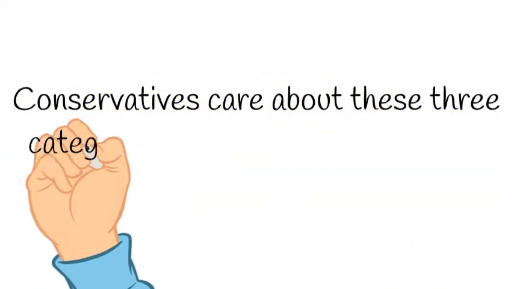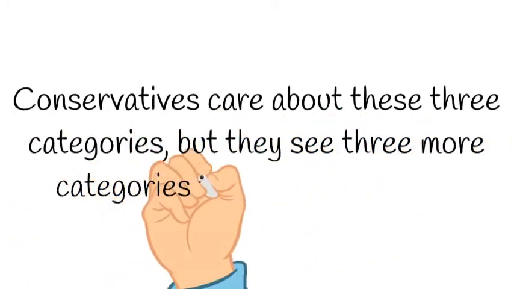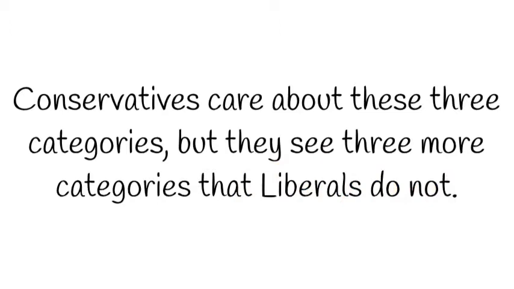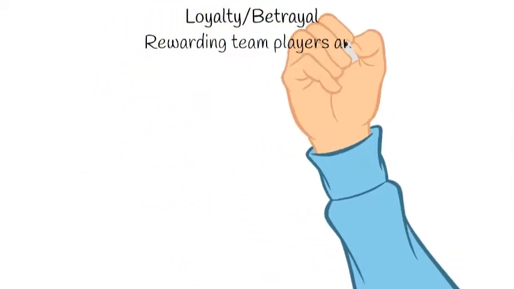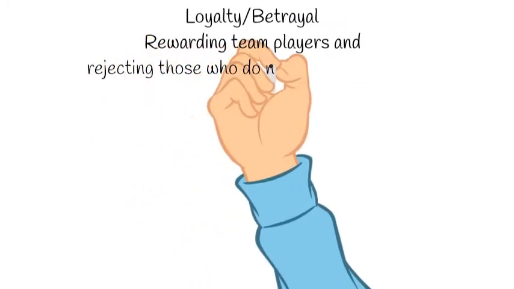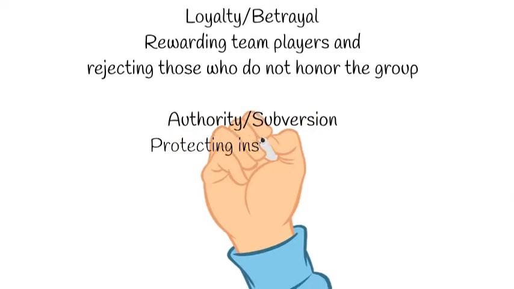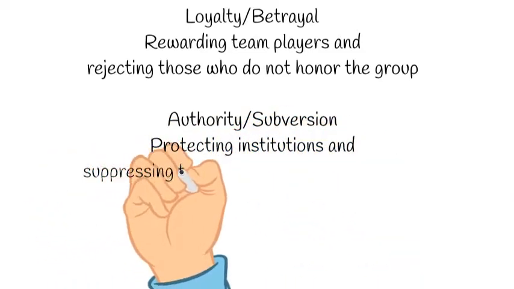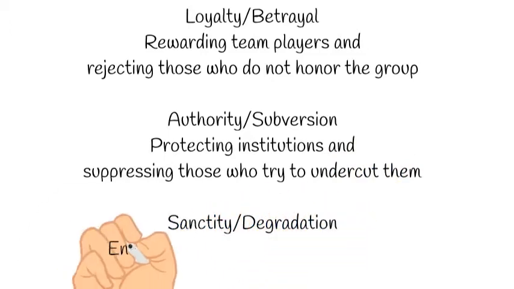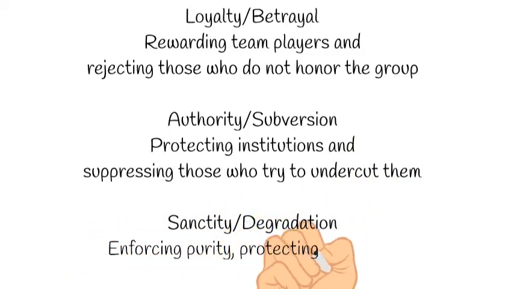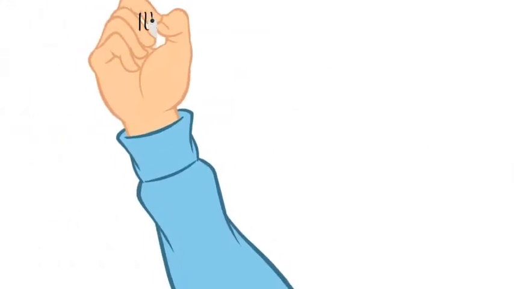In Haidt's moral foundations theory, conservatives care about these 3 categories, but they see 3 more categories that liberals do not. These categories include loyalty-betrayal, rewarding team players and rejecting those who do not honor the group; authority-subversion, protecting institutions and suppressing those who try to undercut them; sanctity and degradation, enforcing purity, protecting the group from outsiders and threats.